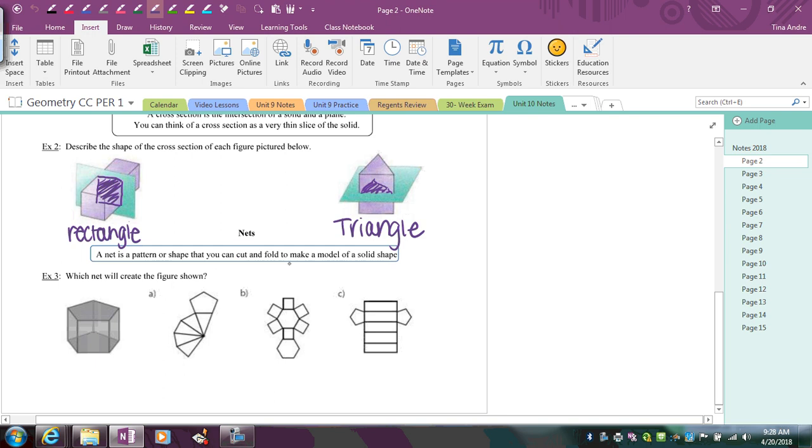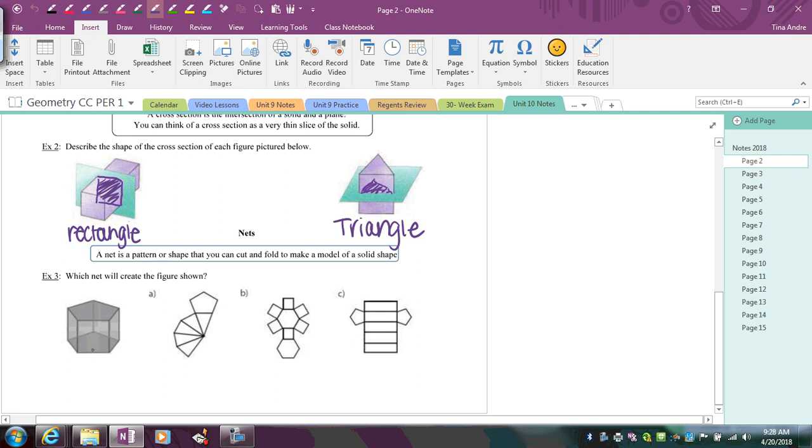And then the last topic here is a net. A net you've done stuff with in middle school, and it's basically you start with a flat shape and you have to imagine folding it and building it to become this three-dimensional figure. So if I look at this pentagonal prism, because I have pentagons for bases, I want to know which one of these things could I fold along all of the edges and actually create this picture.